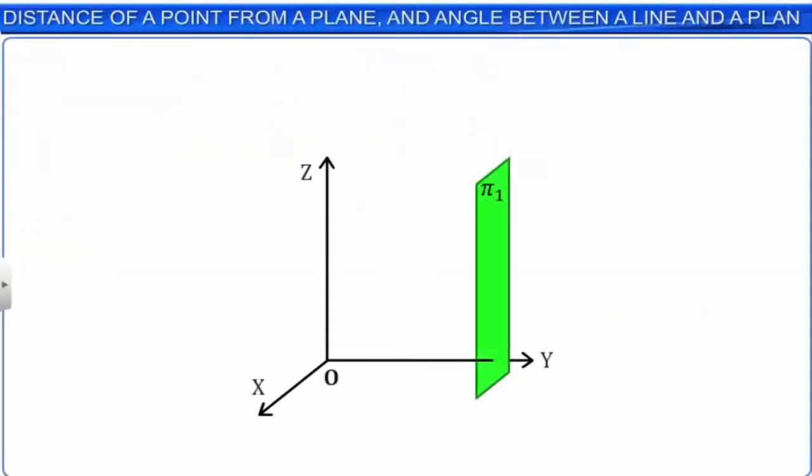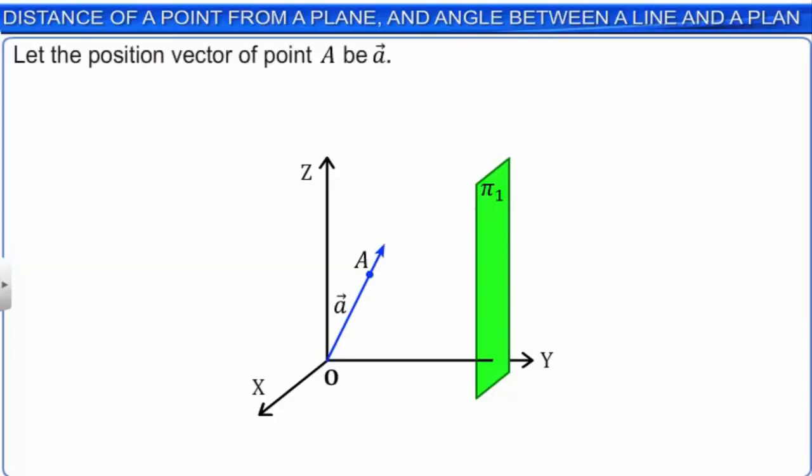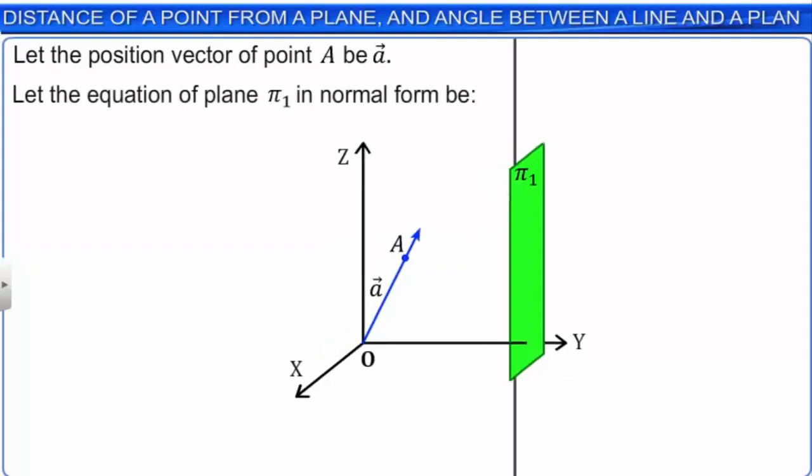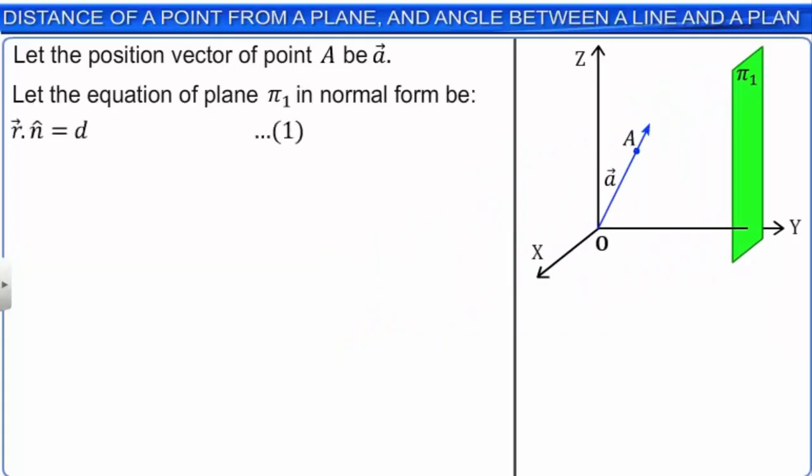Consider a plane pi1 and a point A in space. We will derive the formula to find the perpendicular distance between point A and a plane pi1 in both vector and Cartesian forms. Let us start with the vector form. Let vector A be the position vector of point A with respect to the origin. Consider the normal form of the equation of plane pi1 given by equation 1.